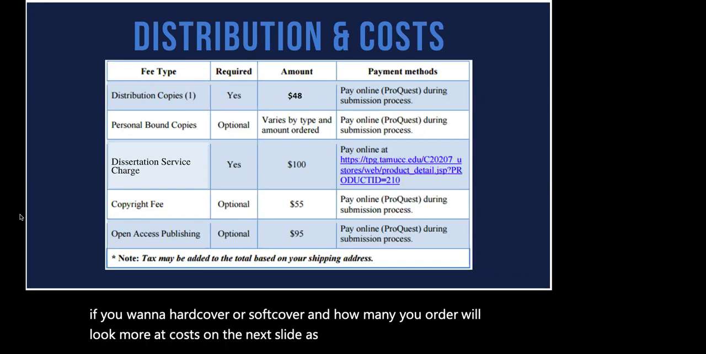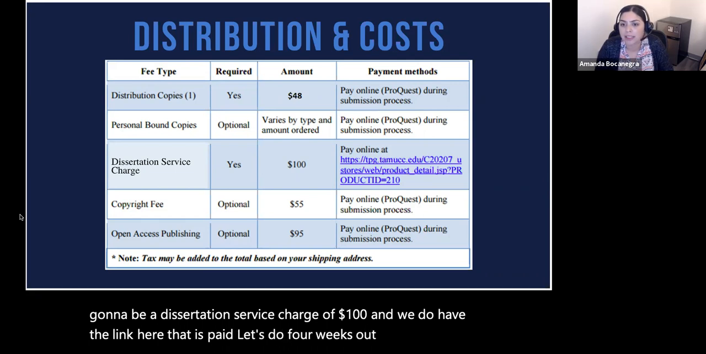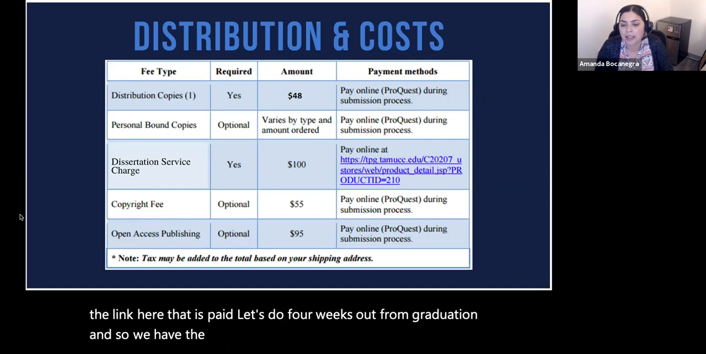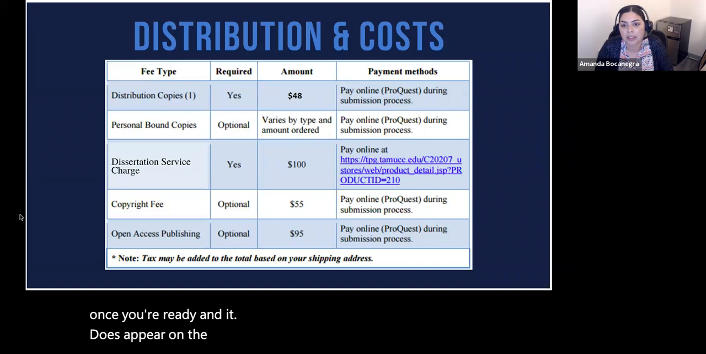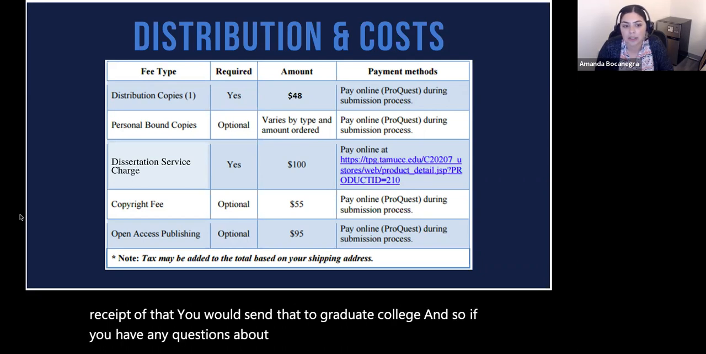And then there's also going to be a dissertation service charge of $100. We do have the link here. That is paid, and it's due 4 weeks out from graduation. We have the link to go ahead and get that done once you're ready, and it does appear on the checklist. You'll get a receipt of that and send it to Grad College. If you have any questions about that, please reach out to Grad College.